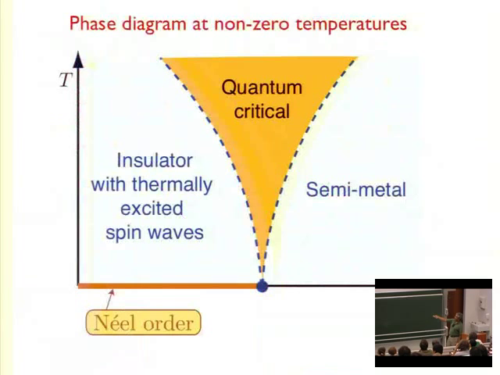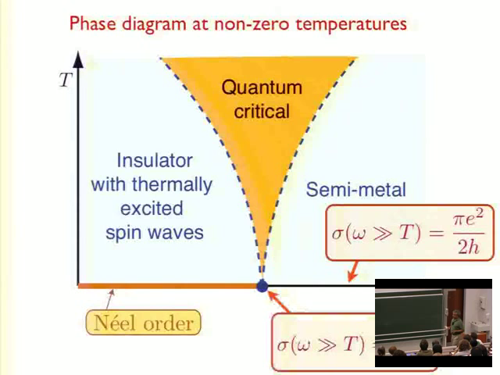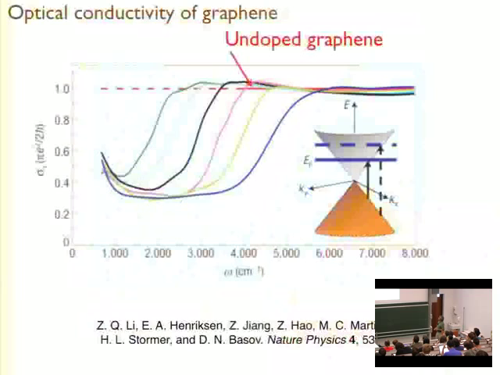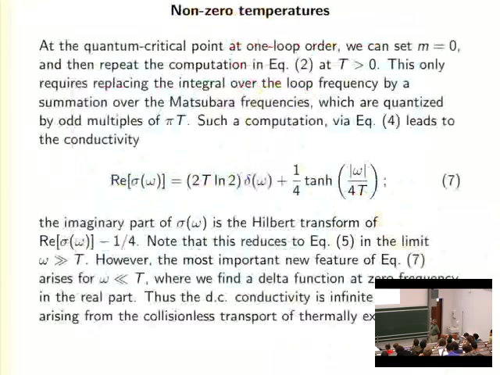All right, so I went through a little bit about the 1 over N_F expansion, and the conductivity has these values now at higher temperatures. As I mentioned also, this conductivity is seen in experiments on graphene at high frequencies. Now let's do the same analysis I did last time, but at finite temperature.